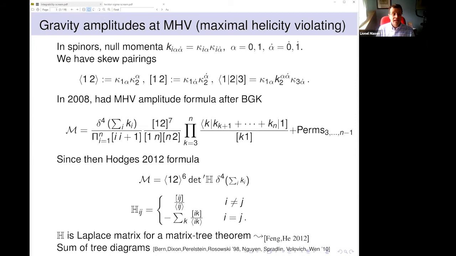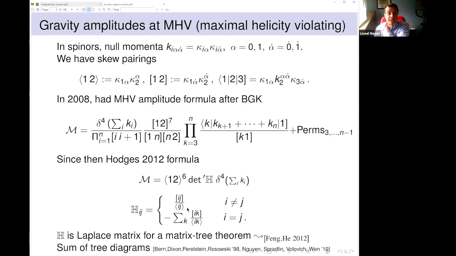And so this big, complicated formula about 9 years ago was reduced to this beautifully simple form, a reduced determinant of a matrix, which is very simple, with entries given just by ratios of these dotted and undotted spinor contractions. And the diagonal entries are simply lined up to make sure that the sums of the rows and columns vanish. And that's why the thing has a kernel.